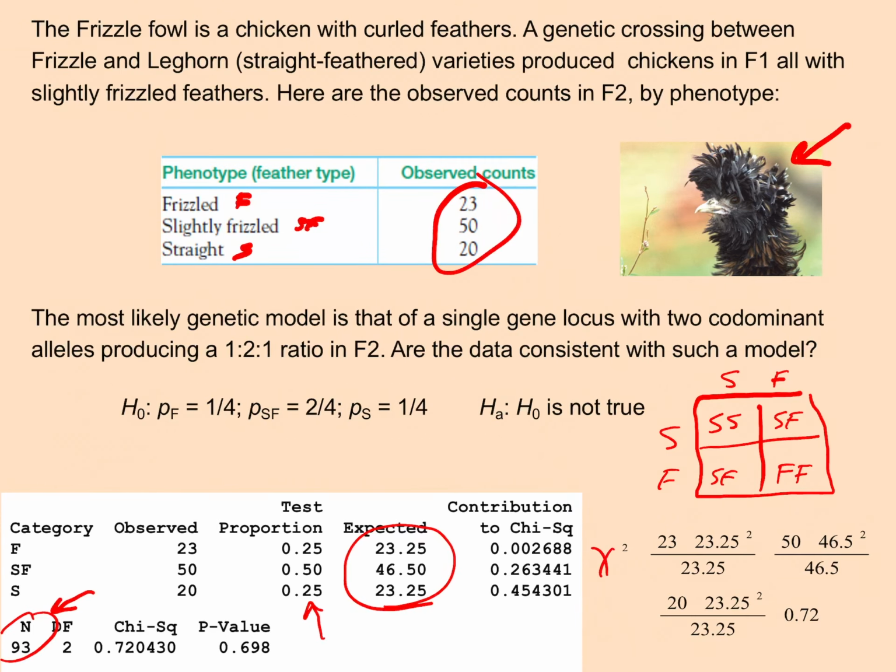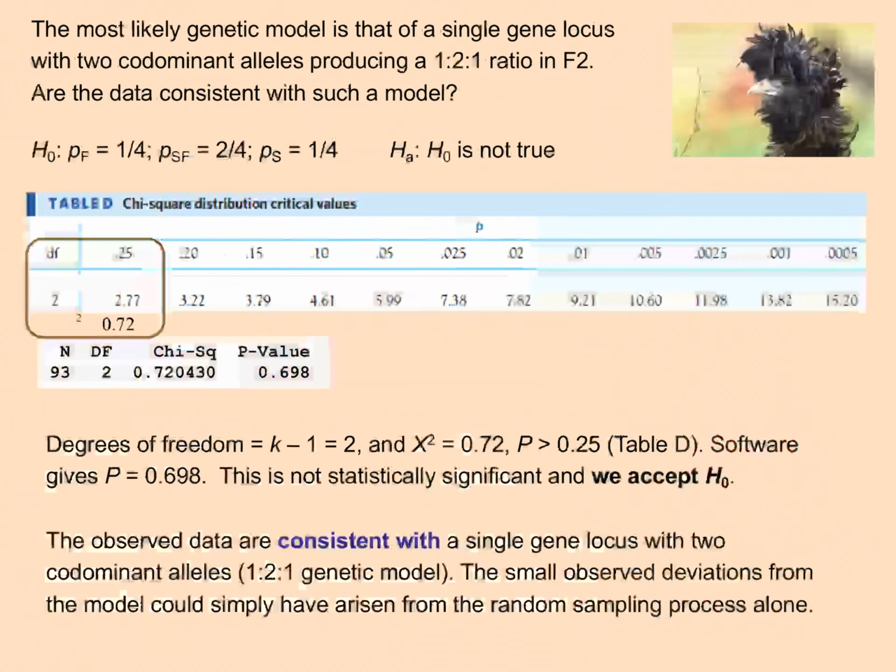All right, so again, chi-square statistic, okay? Let me just fill all this in. Sorry about the Apple Pencil making the tapping noise, a little bit annoying, but okay. So we do our calculation. Observed minus expected, right? So 23 minus 23 and a quarter. So 23 for frizzled minus 23 and a quarter, squared, over 23 and a quarter. We do that for slightly frizzled here and for straight here. And you see that we end up with a chi-square statistic of 0.72. Now that's a really low chi-square, okay? So that's going to tell you, again, 0.72, that this is not significant.